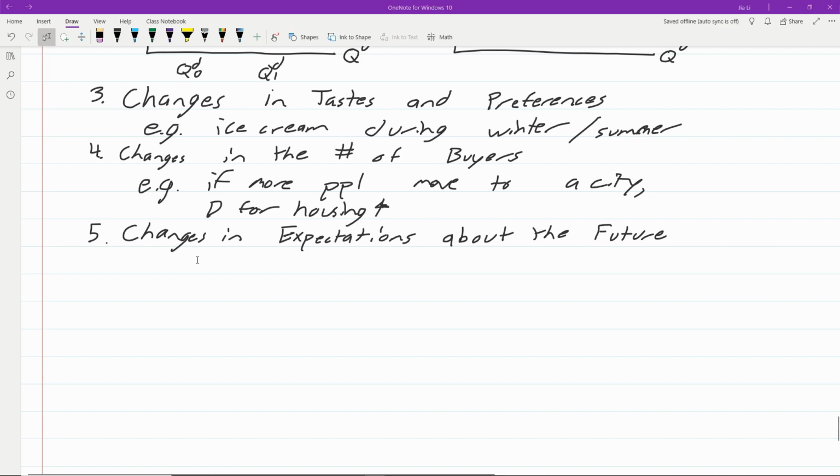So hopefully that makes a lot of sense. If you're expecting something to go on sale in the near future, then of course our demand would go down for that item right now, right? It's not just about sales and stuff though.